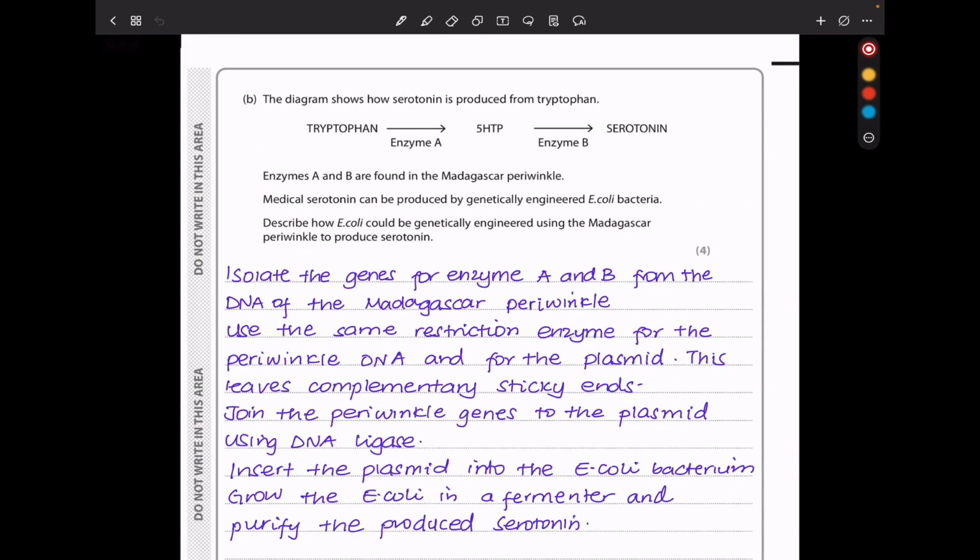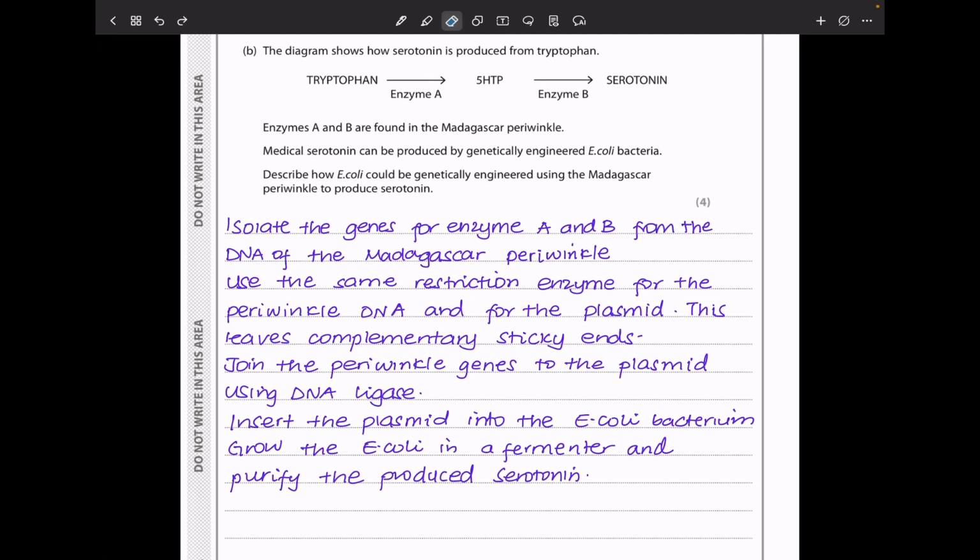In part B, they say the diagram shows how serotonin is produced from tryptophan. So we have tryptophan converted into 5-HTP by enzyme A, and that is going to be converted into serotonin using enzyme B. They say enzymes A and B are found in the Madagascar periwinkle. Medical serotonin can be produced by genetically engineered E. coli bacteria. Describe how E. coli could be genetically engineered using the Madagascar periwinkle to produce serotonin.